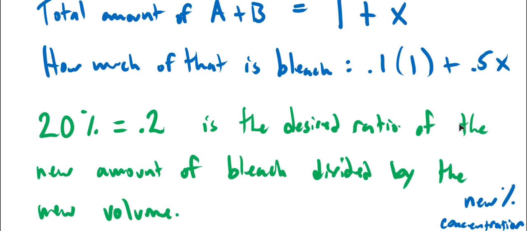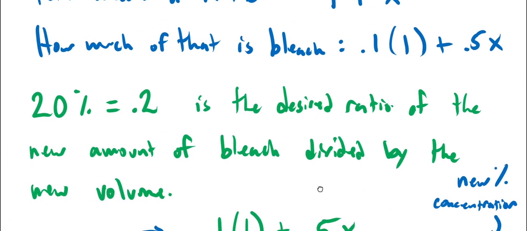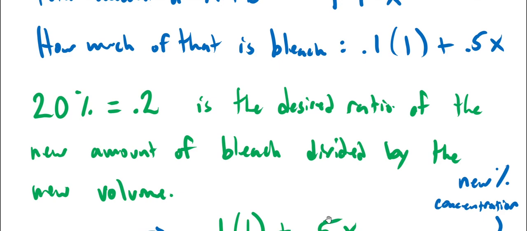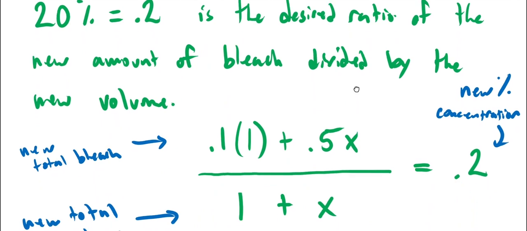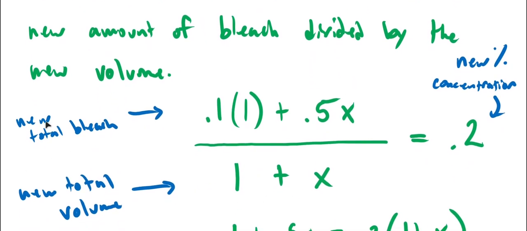Now, if you want to know when is that 20%, we need to make the ratio in question and then set that equal to the amount we have. So, for example, I have the total new amount of bleach. That's 0.1 times 1 liter, the amount of bleach in solution A, plus 0.5 times X. That's the amount of bleach that we just added.